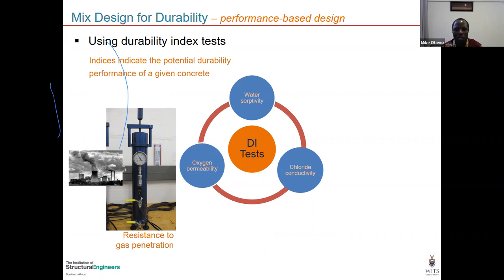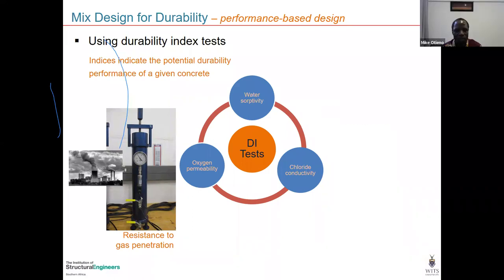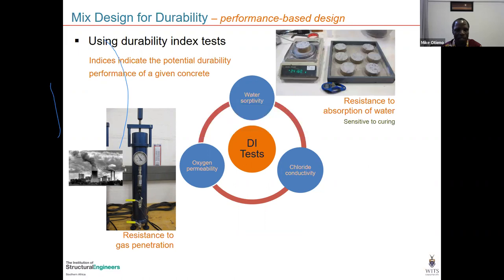Okay, so the next test, let me try and see if it's working. Okay, seems to work. So we have the water sorptivity test. This test basically gives us the resistance of a concrete to absorption of water. It's very sensitive to curing. So most of the time this test can be used to assess the effectiveness of a curing method, for example, whether it's a curing compound. So you can easily use this test to assess how effective curing was. It's very sensitive to degree of hydration, which is related to how well curing has been implemented.